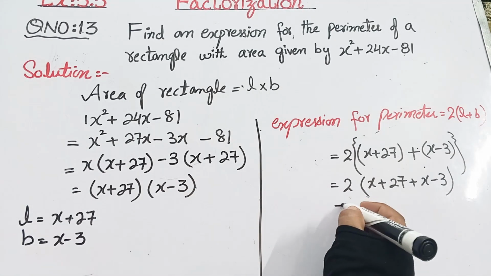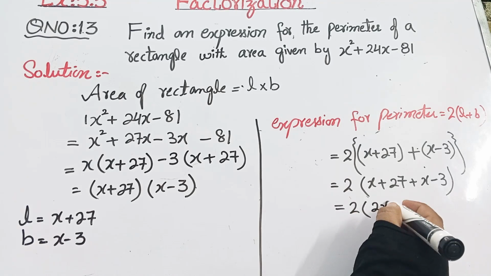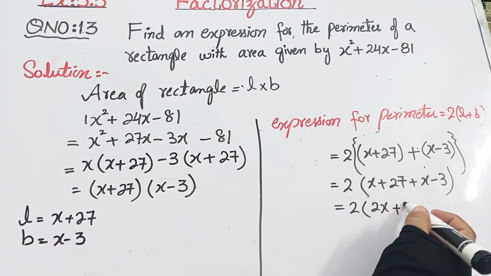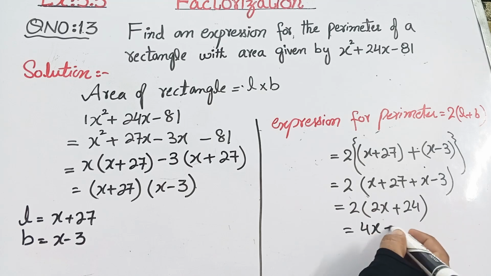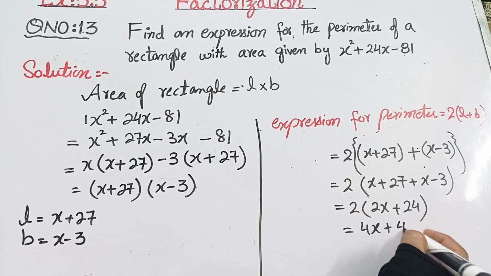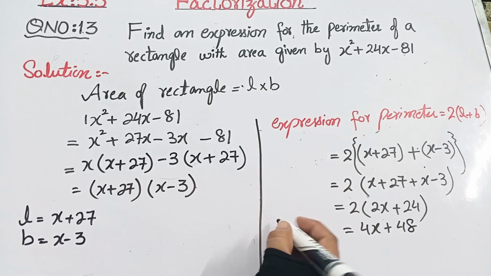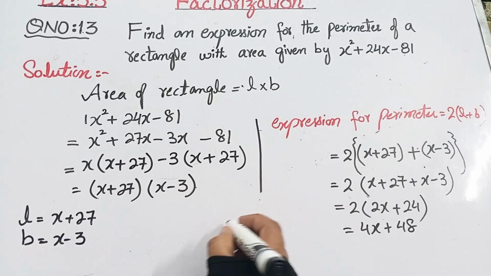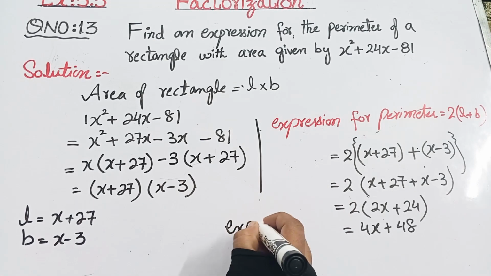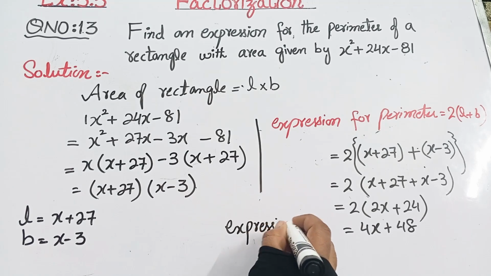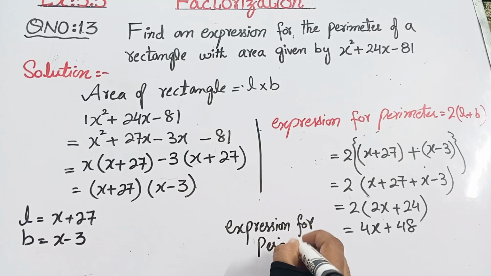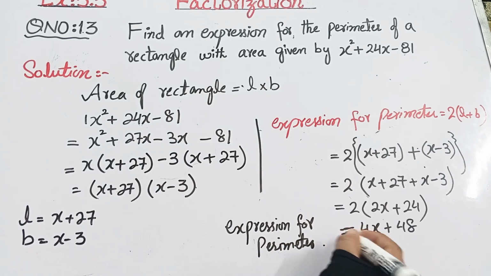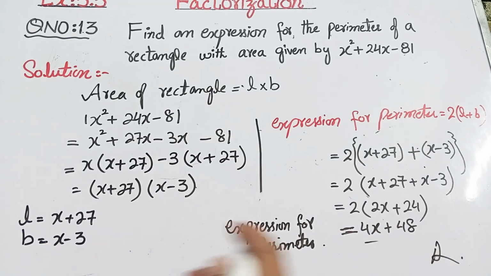So we get 2 into 2x plus 27 minus 3, that is 24. Then multiply 2 with both the terms. 2 twos are 4x and plus 48. So this is the required expression for the perimeter. This is the required answer.